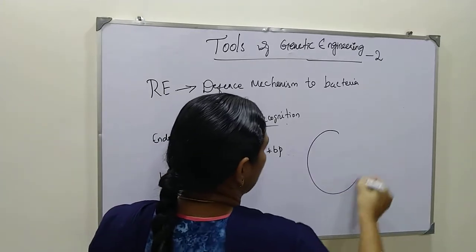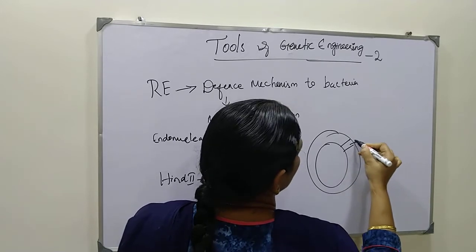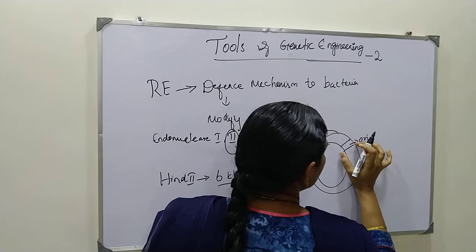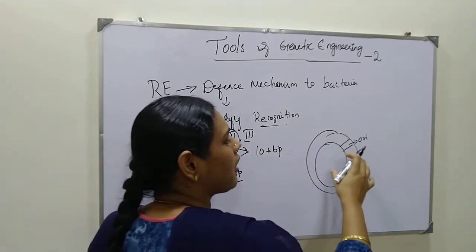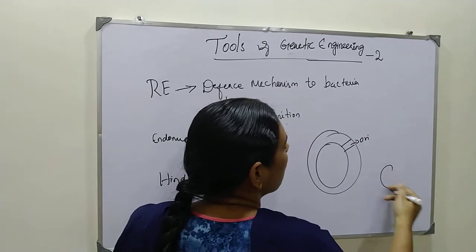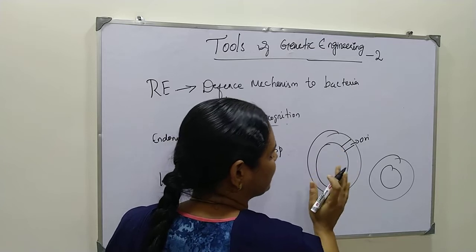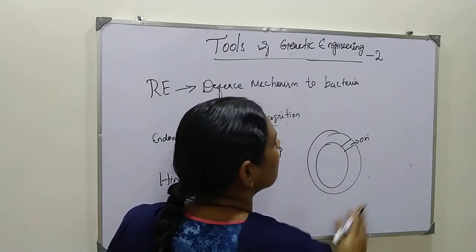For example, this is a plasmid. Suppose this is the origin of replication. I will tell you what the origin of replication is. This is a gene responsible for replicating its own DNA into one more copy or multiple copies exactly as it is. So it is given by the origin genes present in the plasmid.